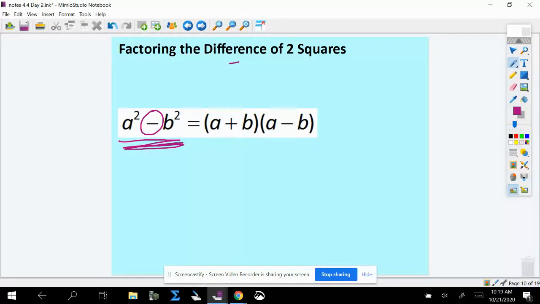The way that we factor difference of squares is we essentially are just taking the square root of each one, and you're going to get one of your factors to be addition, to be positive, and one of your factors to be subtraction or negative.